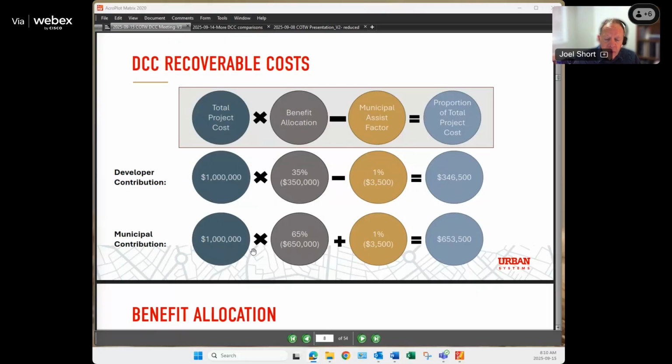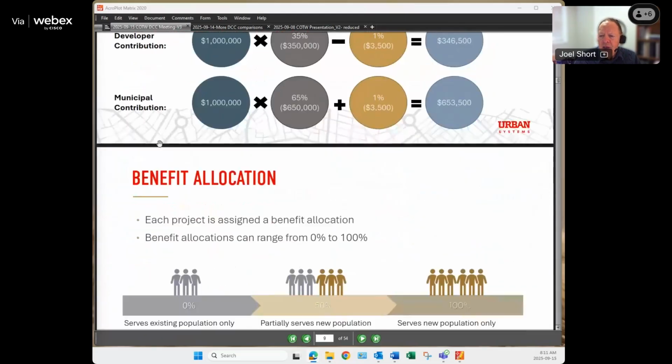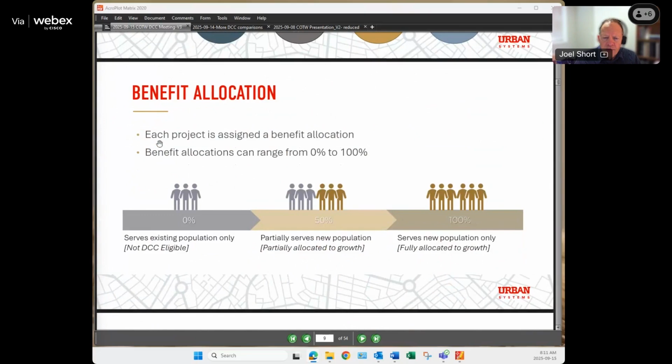And then the municipal contribution for this project, and suppose it's 65% allocated to existing, and you've got the 1% assist that the municipality is paying, that ends up being $653,500. So you can see it depends on a number of factors. You've got the benefit allocation of the project and the assist factor, which determines the proportion.